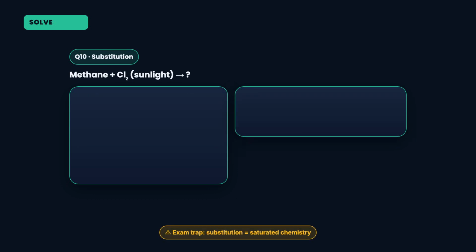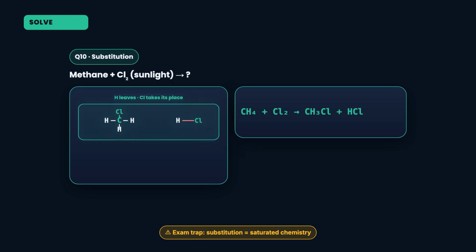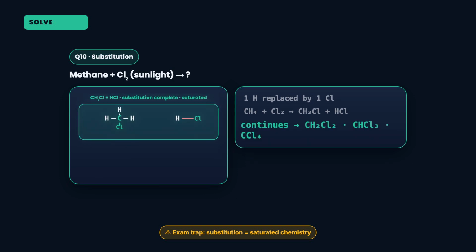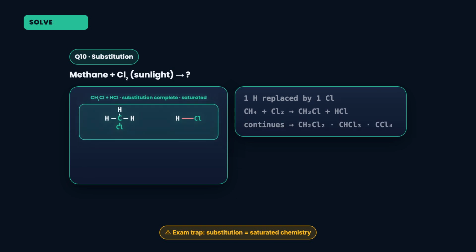10. Methane plus chlorine in sunlight gives chloromethane plus hydrochloric acid. 1 hydrogen is replaced by 1 chlorine. Substitution reaction, typical of saturated hydrocarbons. Continue, and you get di, tri, and tetrachloromethane.